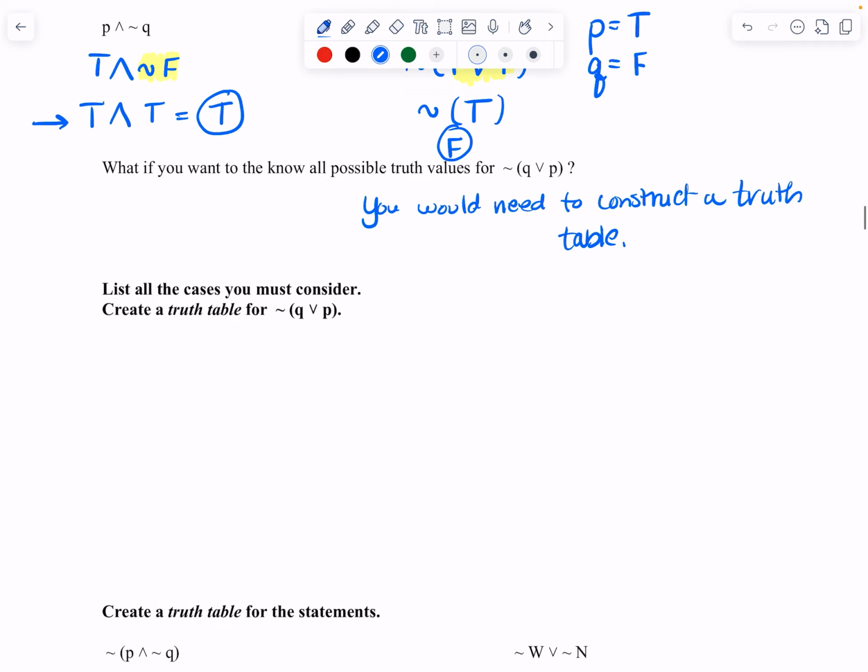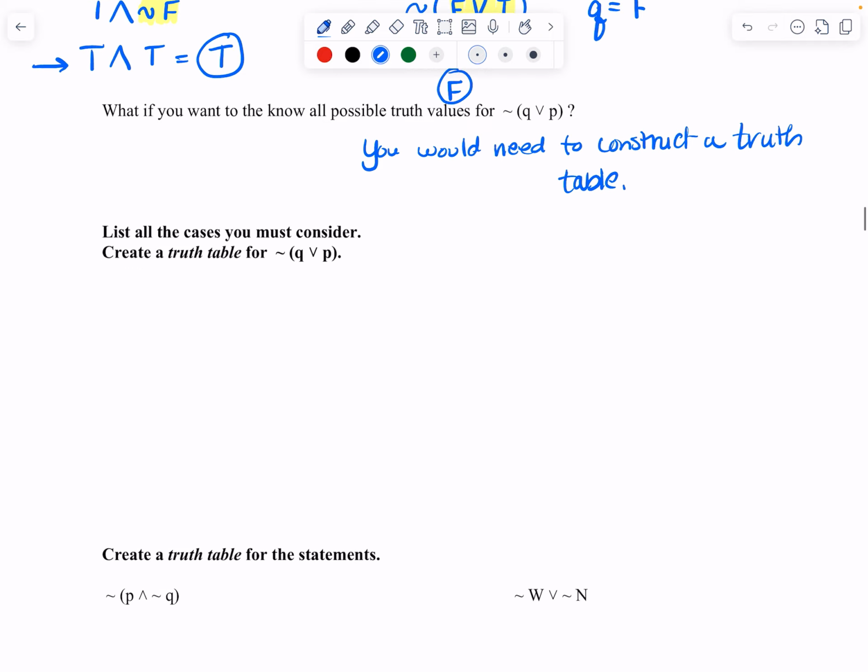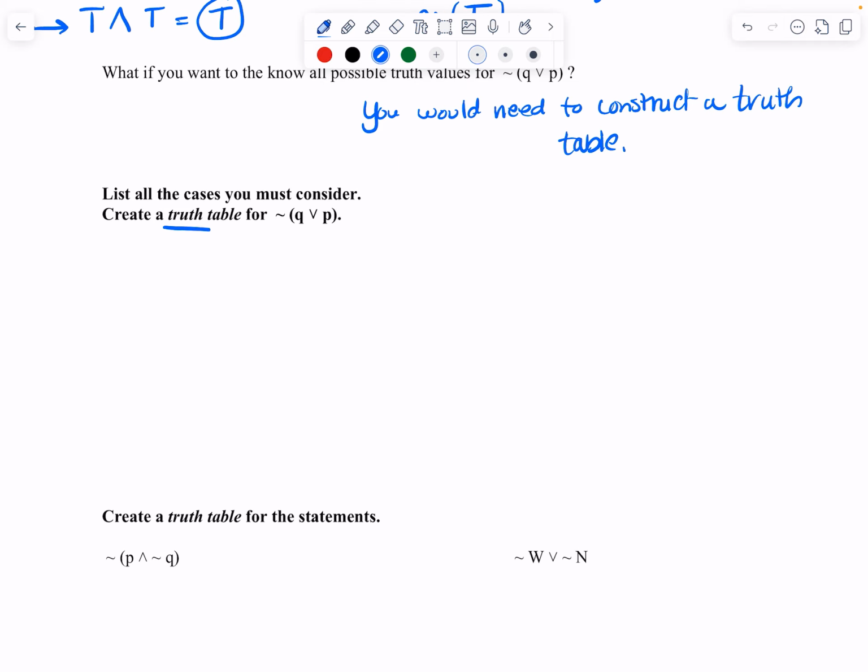Okay, so how do we create a truth table? Notice the directions are different. I don't know what P is, I don't know what Q is, so I need to list out all possible possibilities or outcomes for the results, okay? So when this happens, I'm going to have a column for P, a column for Q, and then I have to build out my truth table, okay?